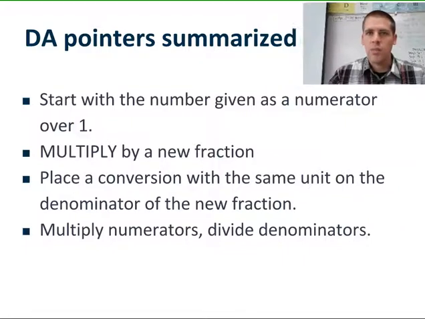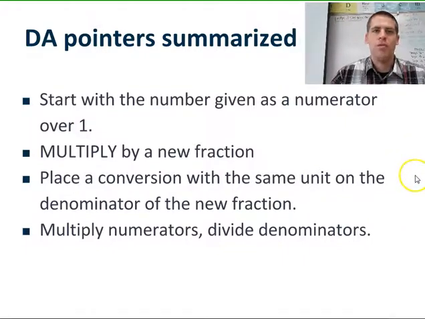Just some quick pointers, a summary of the steps. We're always going to start with a number, start with what you're given, and I often just leave it over nothing. It's essentially over 1, which obviously doesn't make a difference in the calculation. We're always multiplying by a fraction, a conversion factor, you could call it, or a ratio, or some sort of relationship from one unit to another unit, right? Like how many inches per foot, right? That would be a relationship or a conversion factor that you could use.